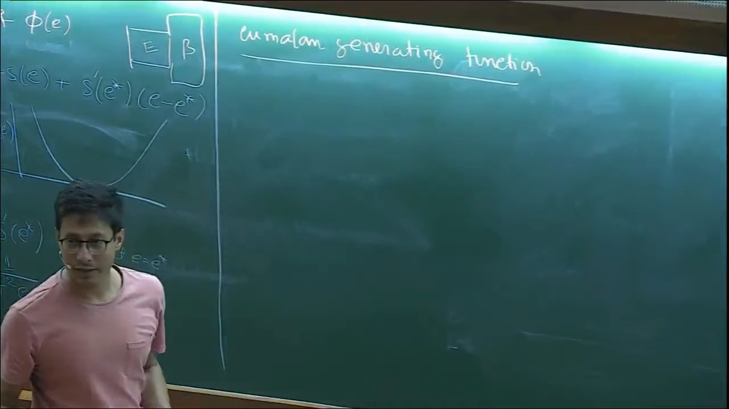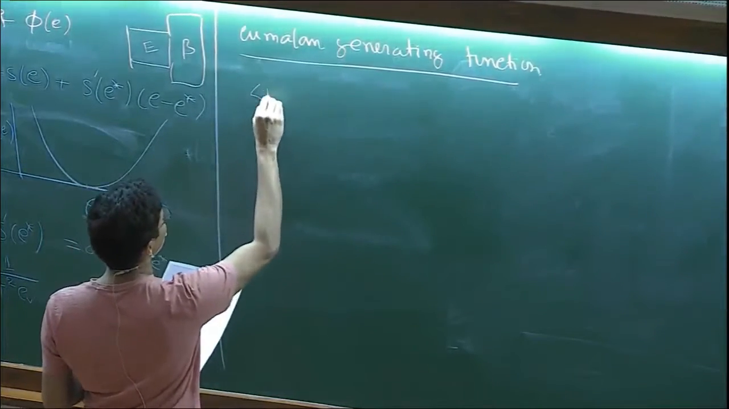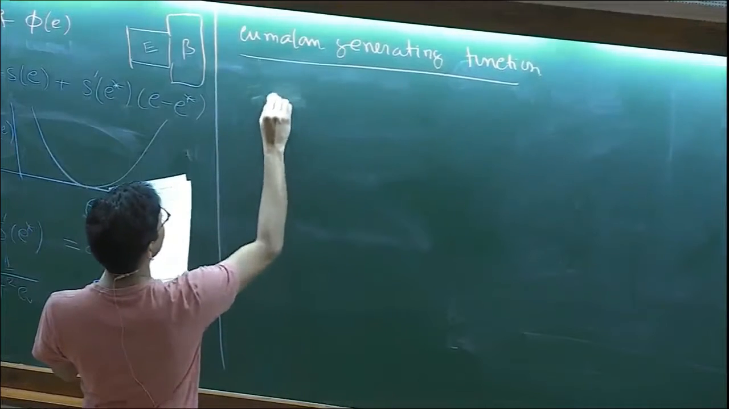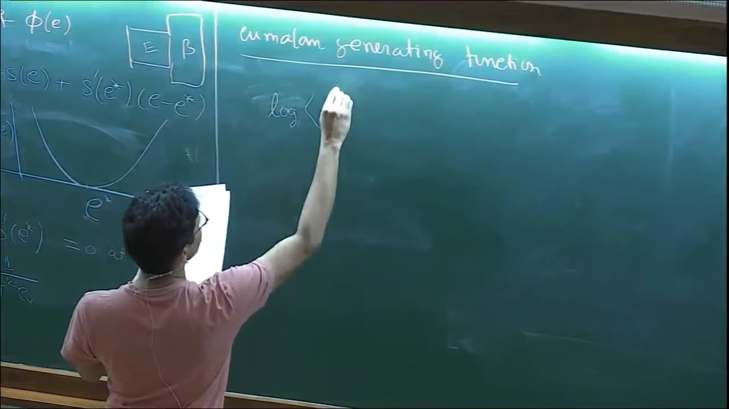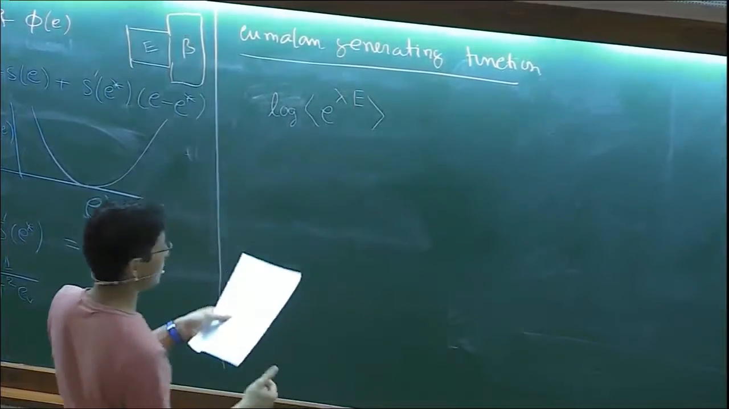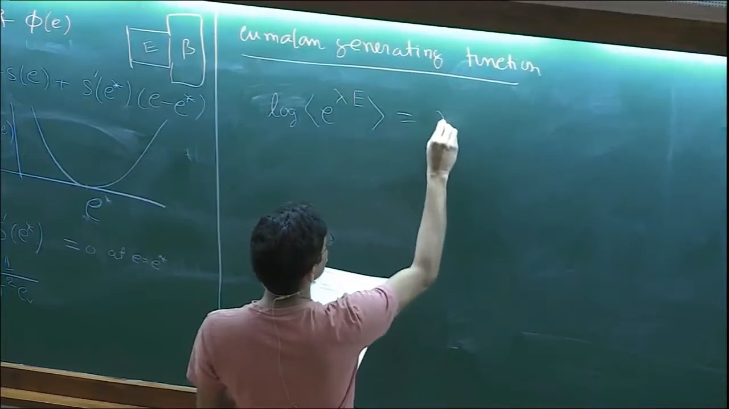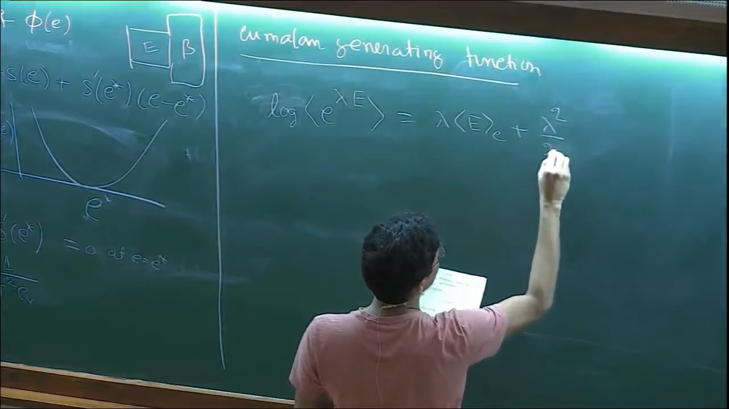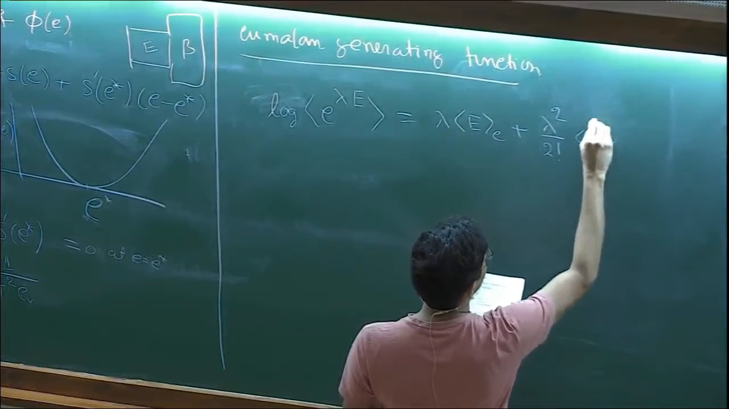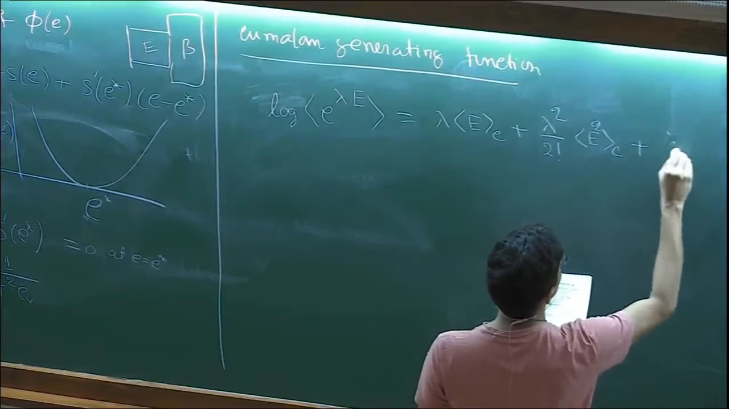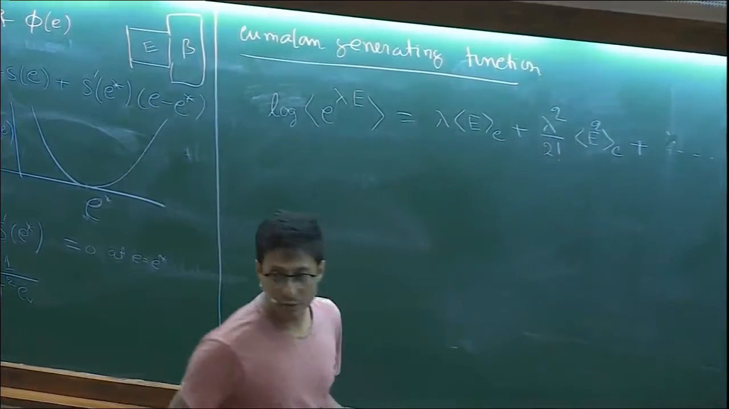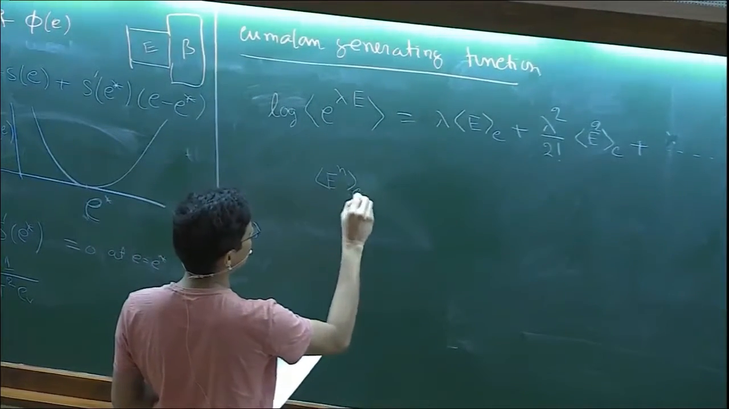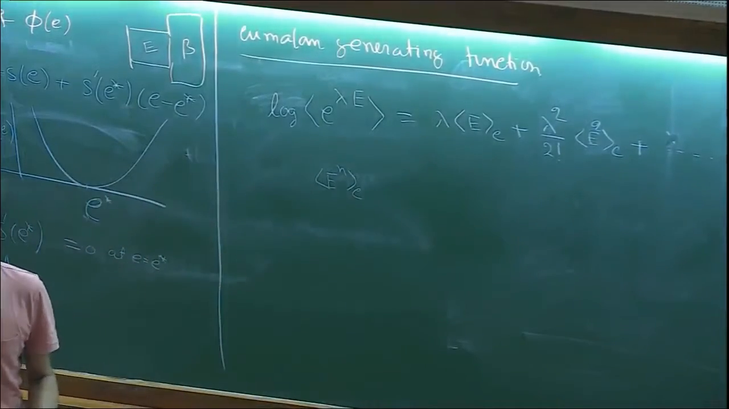So I want to calculate all the moments of the energy, so I want different moments of the total energy in this system. The way to calculate is to look at a quantity which is the log of the expectation of exponential lambda E. When one expands it, one can write it in powers of lambda. And these quantities are called cumulants.